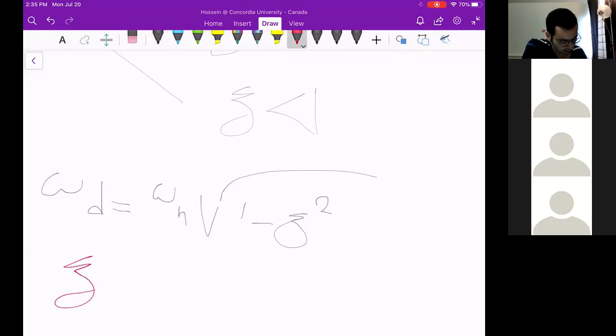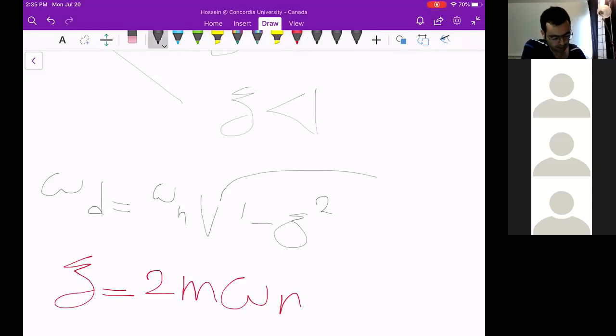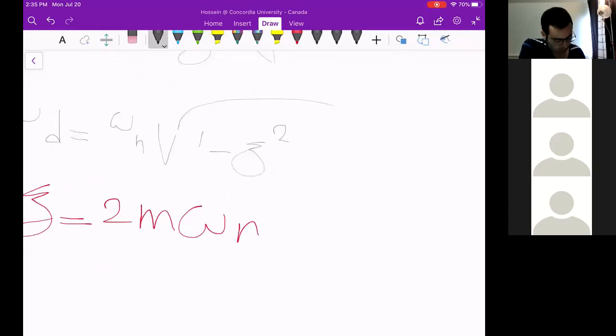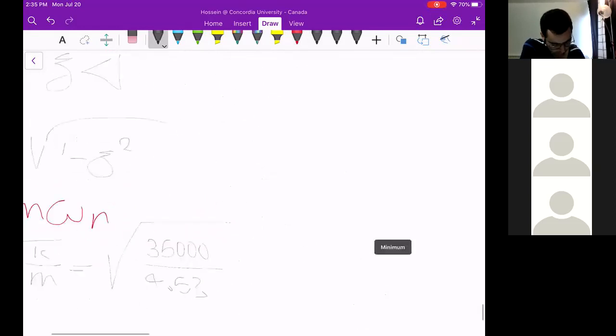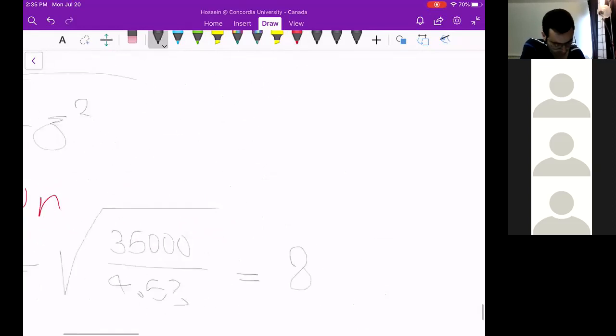So at first step, you know that zeta is C over 2m omega n, right? M is given. Omega n you can easily calculate. Omega n is square root of k over m. K is given, mass is given. Simply you could find omega n, 4.53. Omega n is simply 87.9 radian per second.